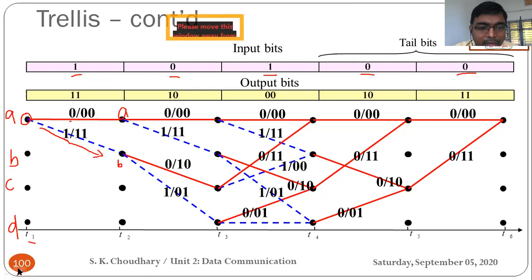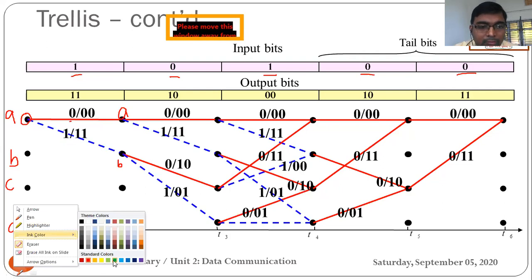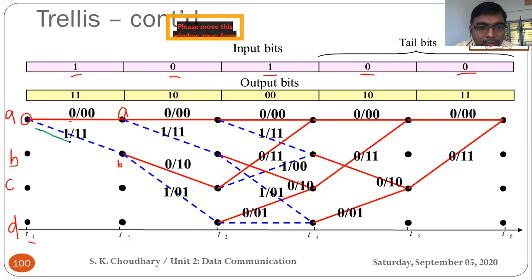As we know that the input is 1 for our message sequence, so we will follow this path. Okay, and the input is 1, so the output is 1 1. That is mentioned here. Output is 1 1.